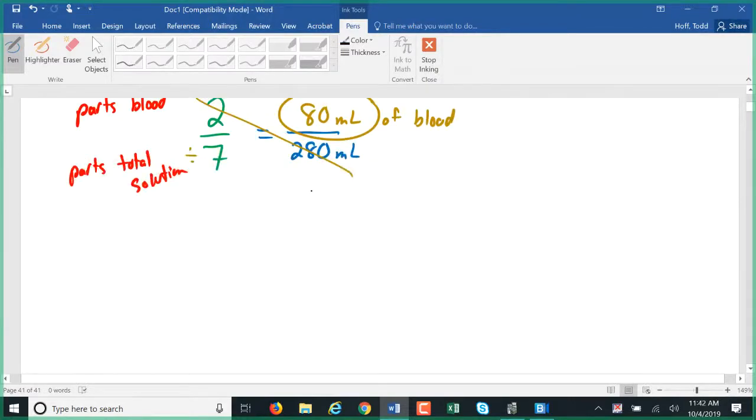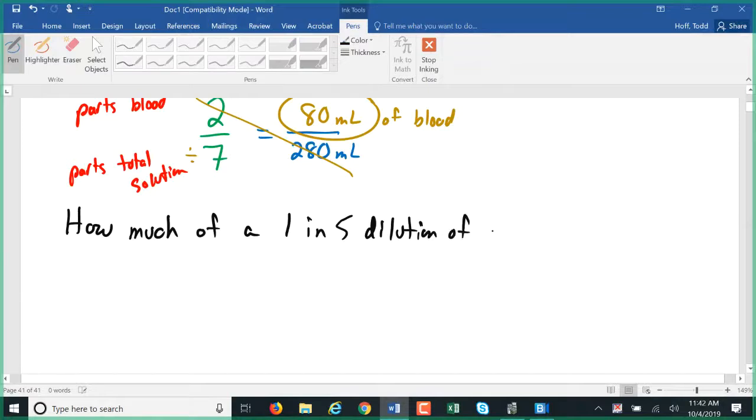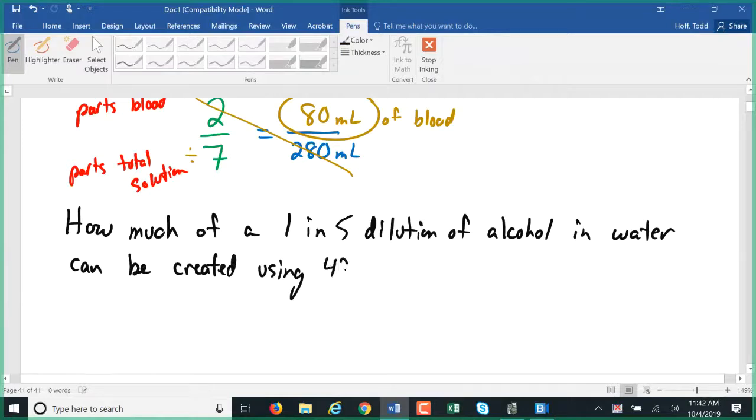Now, similar to that, how much of a 1 in 5 dilution of alcohol, water can be created using 42 milliliters of alcohol?